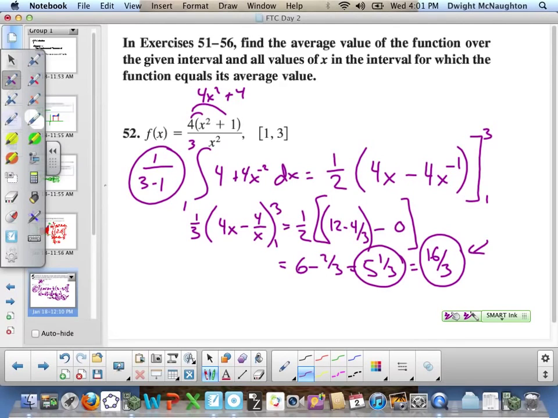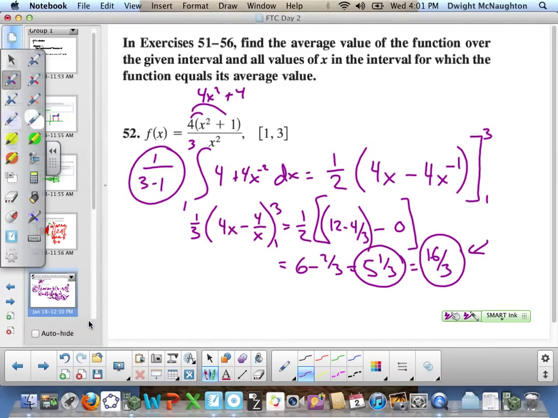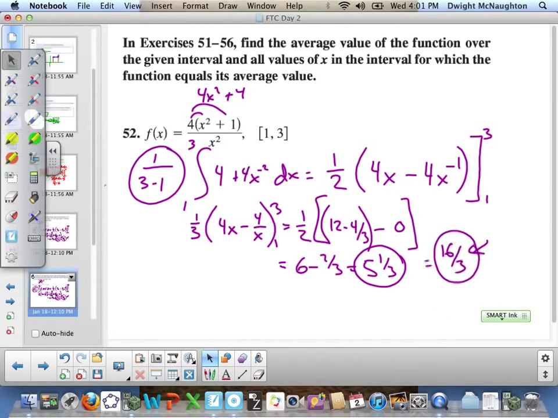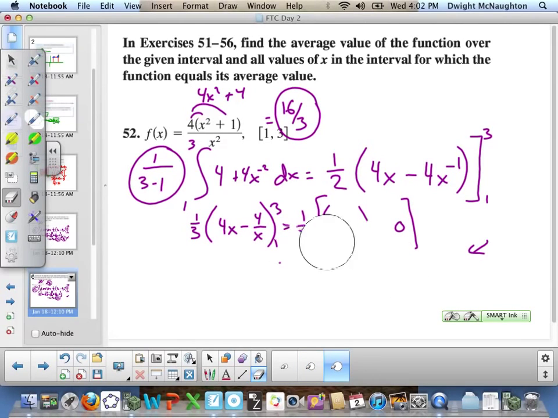Now what we want to do is find out where the average happens. So we'll find out where the average happens. We'll take our 16/3 and set it equal to the function. So let's get rid of all this extra stuff.